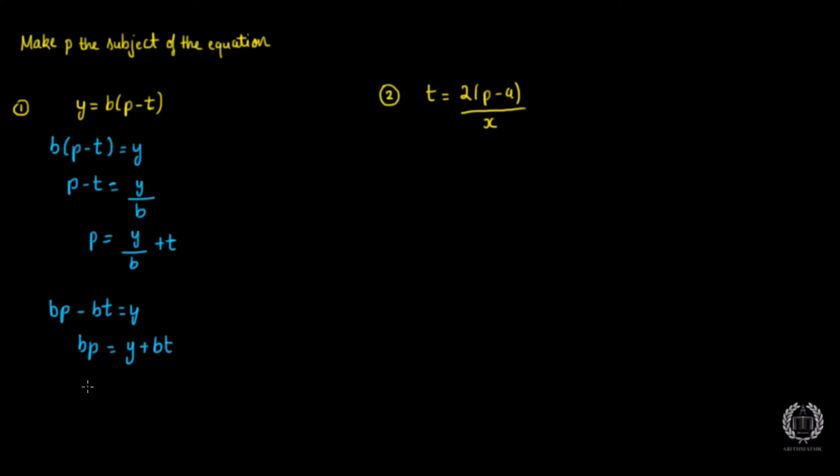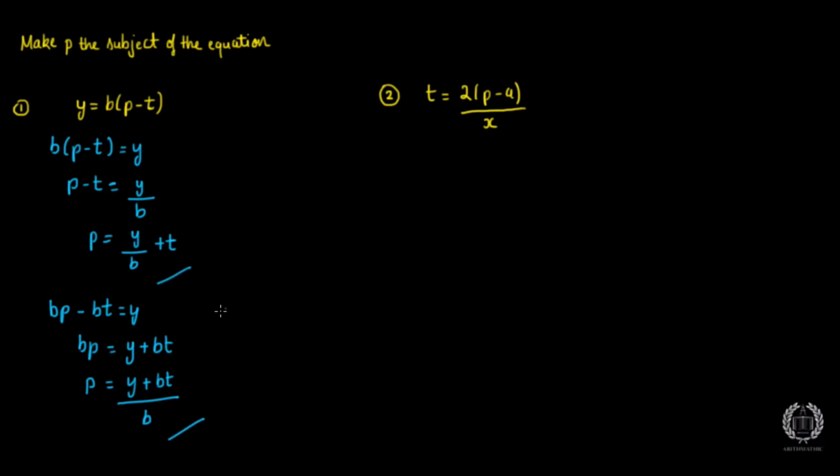And now because you want p by itself, you divide everything, all of this, by b. So y plus bt over b. And that's your answer. These two are the same thing. Now you might be thinking, hang on, no, it's not. You're wrong, because this looks completely different from that. Well, it's not, because if you simplify this as a fraction, you will get this. So both of these answers are fine.